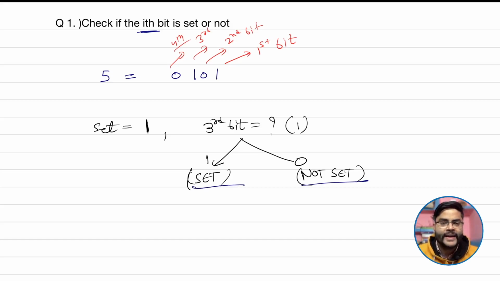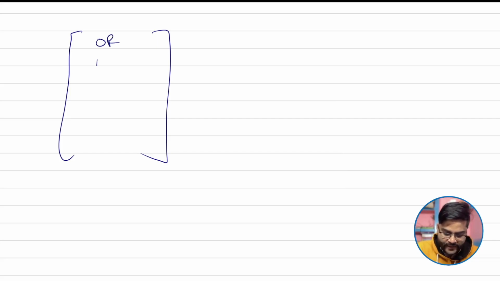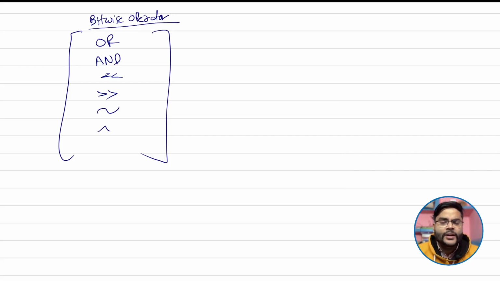So how can I approach this problem? We have studied a few operators, right? We have studied bitwise OR, bitwise AND, left shift, right shift, NOT, and XOR in the previous class. Now my idea is that I will try to use them one by one to solve my problem. So I will start with bitwise OR. How can I solve my problem using the bitwise OR operator?